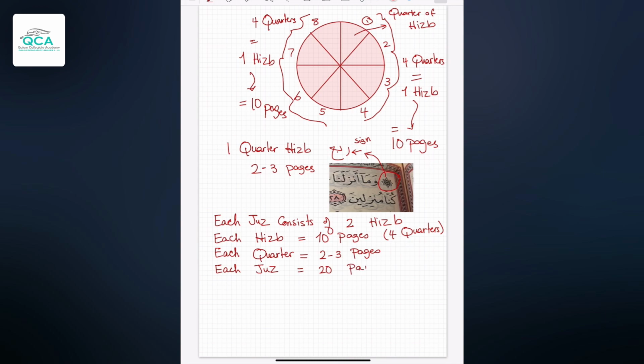Is it always the case that every juz equals 20 pages? No, we have exceptions. Like juz 1, for example, in Surah Al-Baqarah, consists of 21 pages. Juz 30, which is Juz Amma, consists of 23 pages. So when we want to know how many pages there are in the Quran, we multiply 30 juz times the 20 pages of each juz, plus the extra 4 pages from Juz Al-Baqarah and Juz Amma. So the total would be 604 pages in the Uthmani Mus'haf.